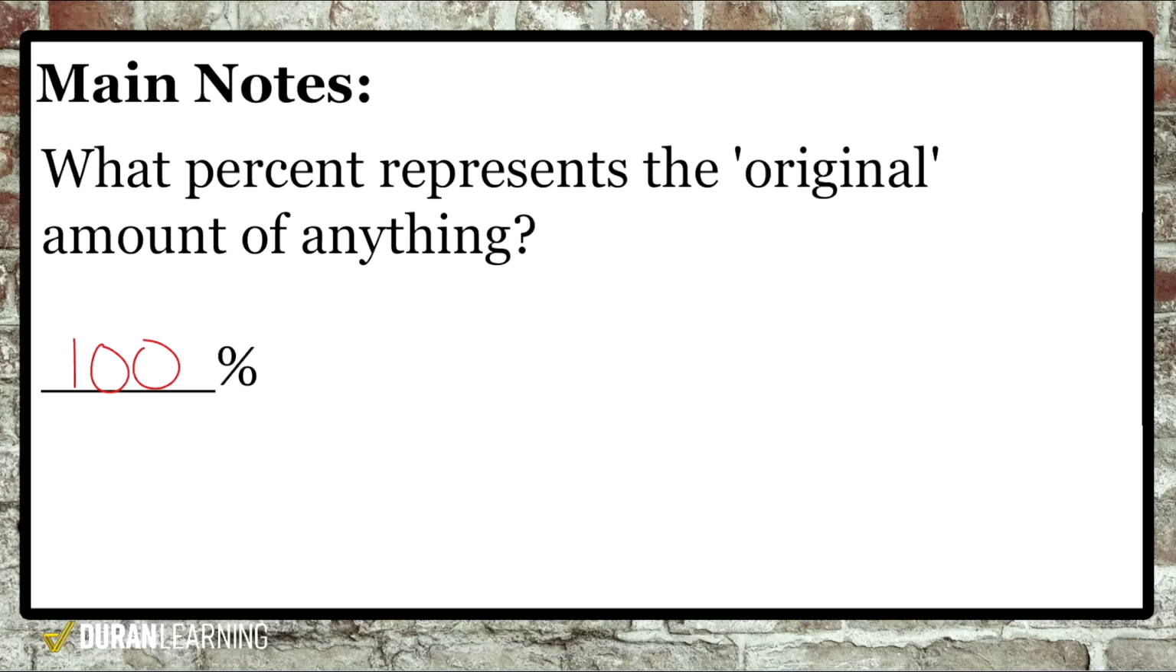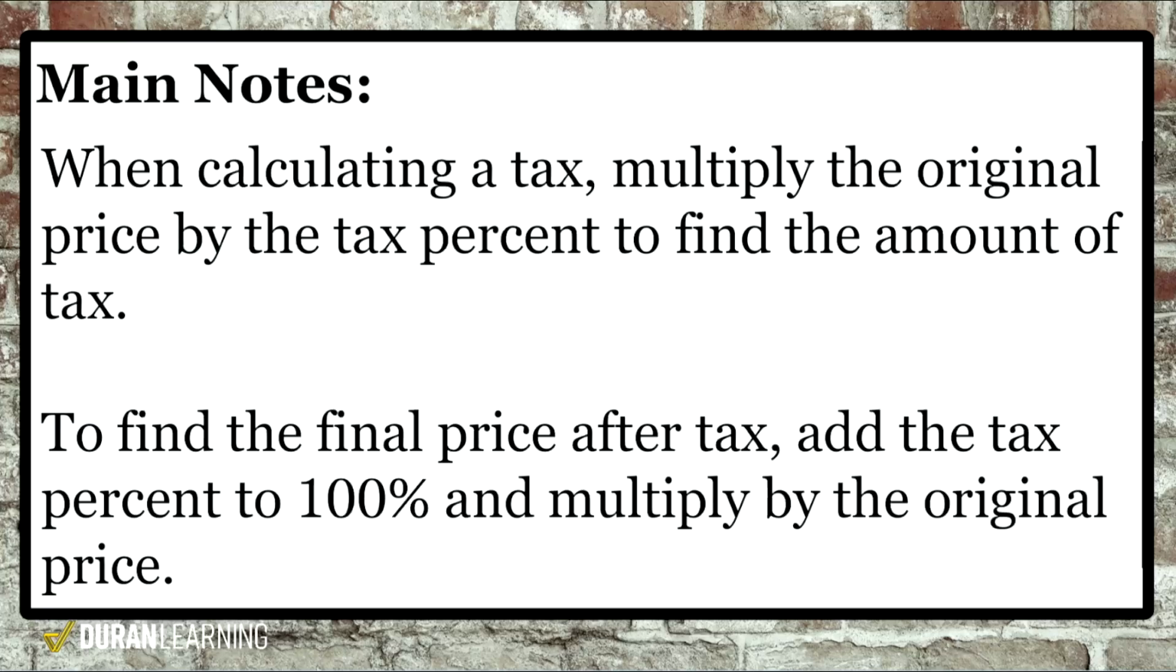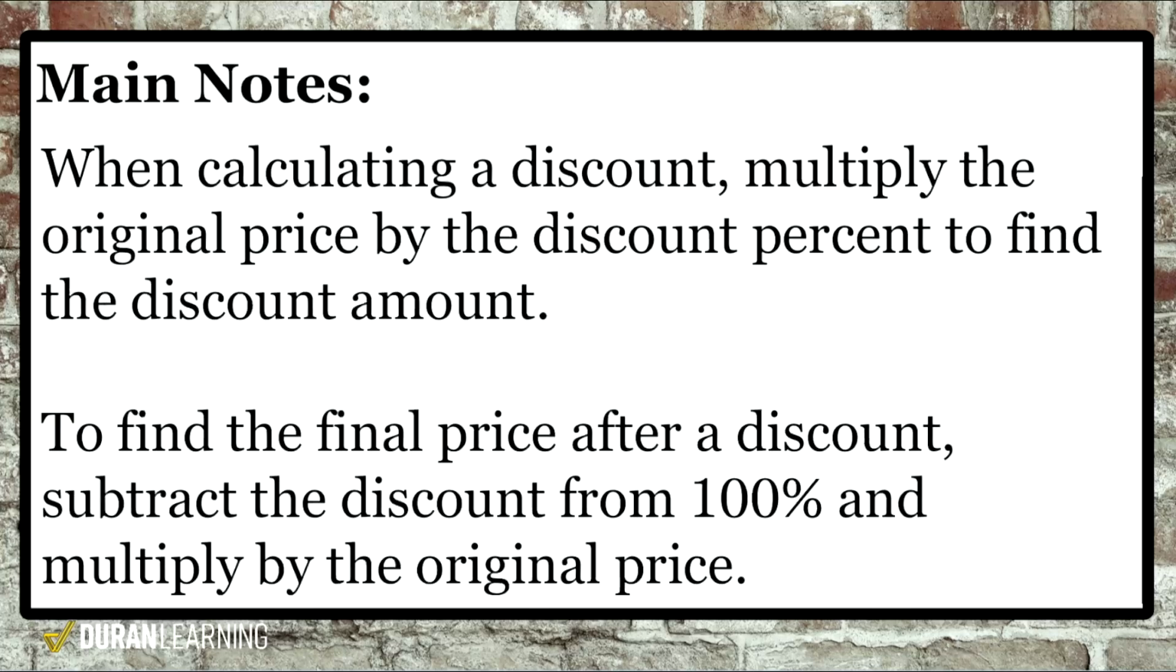Now, why am I repeating myself on this? Well, because let's go ahead and take our notes here for using discounts. And then over here, we'll take our notes for calculating tax. Let's begin by taking our notes here with discounts, and then we'll move forward to taxes. I'll give you all the time you need to take these down. So when we're calculating a discount, we want to multiply the original price by the discount percent to find the discount amount.